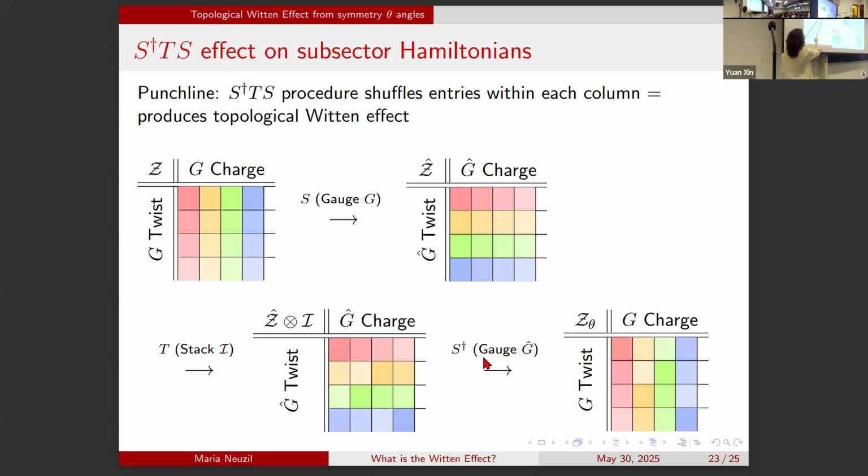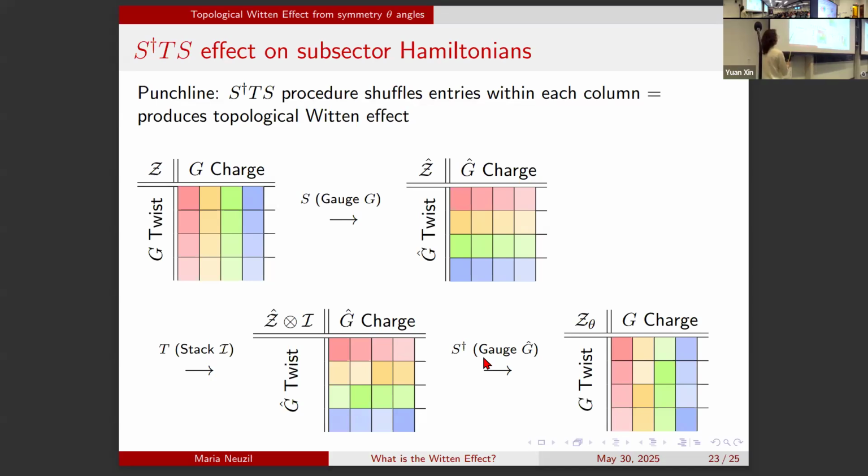So without going into too much detail, first you gauge the global symmetry of your original theory. This has the effect of basically swapping the twists and the charges. So I have transposed the table, and now you have a new theory in terms of some dual symmetry with the table like so.